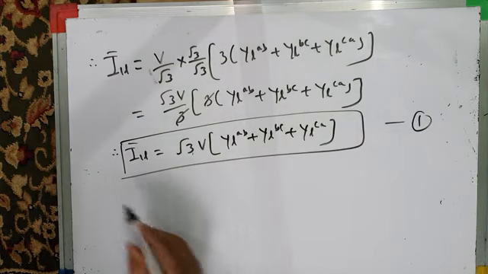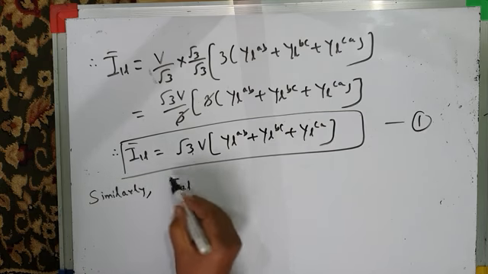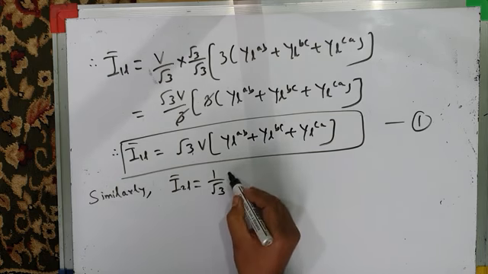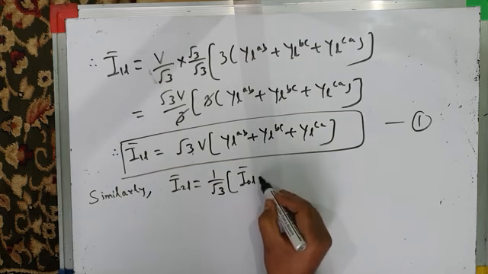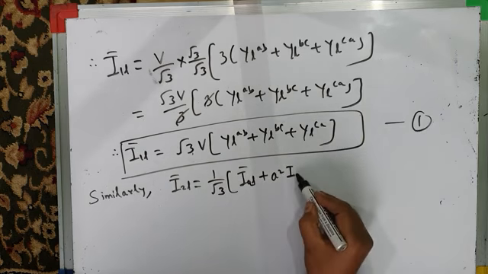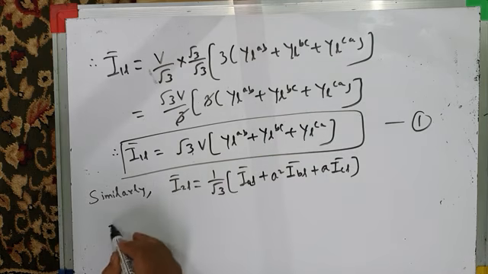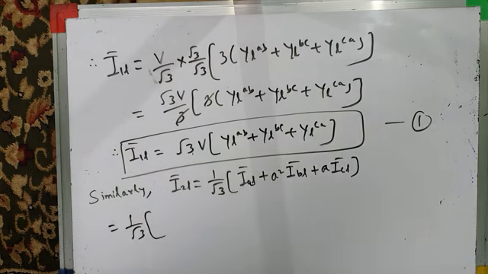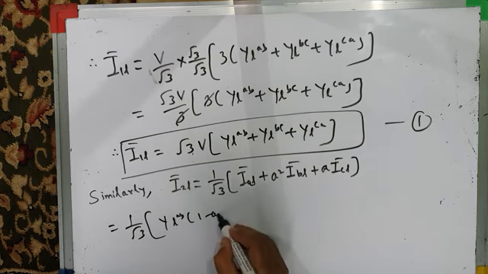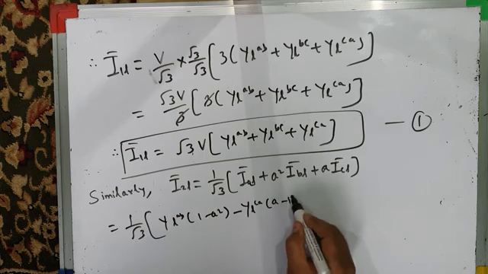Similarly, you can find the negative sequence component of current. I will write similarly. What is the negative sequence component of current from that matrix which we have already written? It is 1 by root 3 times the zero sequence component of current plus A square times IAL plus A square times IBL plus A times ICL. So that is equal to 1 by root 3 times. What is IAL? We wrote it a little while ago: YLAB into 1 minus A square minus YLCA into A minus 1.